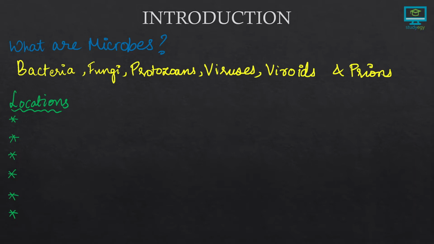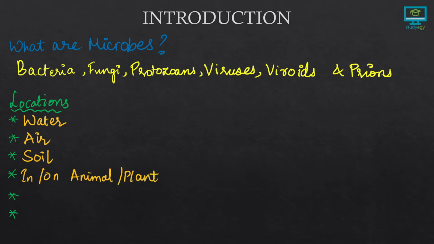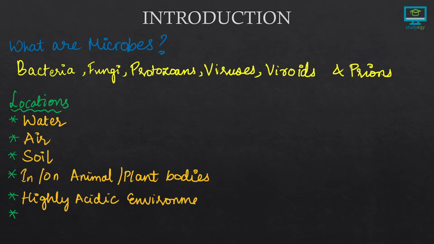Now, where do these microbes live? So now coming to the location, they are found in water, air, soil. They also live in or on animal/plant bodies. In special cases, they live in highly acidic environments as well. So, the bacteria which live in highly acidic environments are called acidophiles.